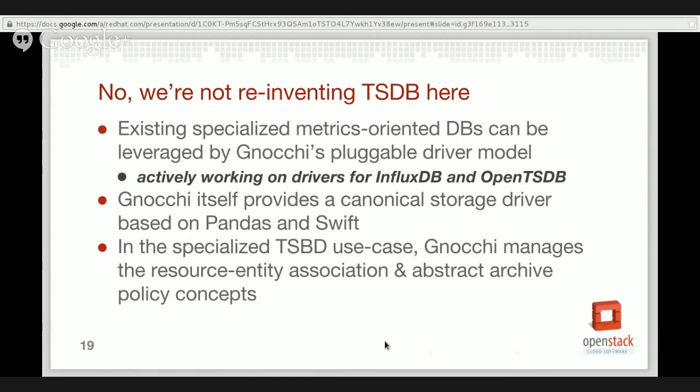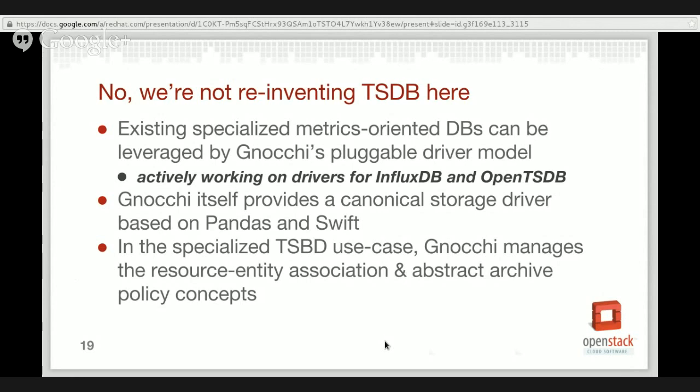We have specifically designed Gnocchi from the get-go to be pluggable. So to have the ability to take some existing metrics-oriented databases like InfluxDB or OpenTSDB and allow them to be leveraged by Gnocchi's pluggable driver model. And we're actually actively working on drivers at the moment for InfluxDB and OpenTSDB.